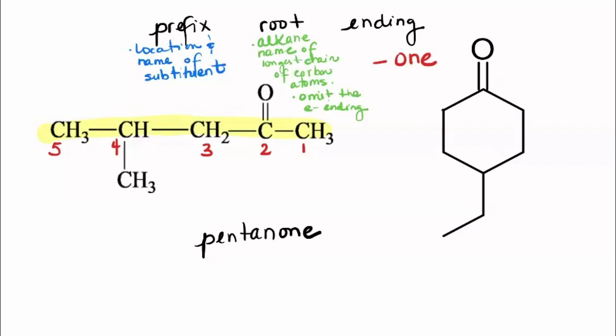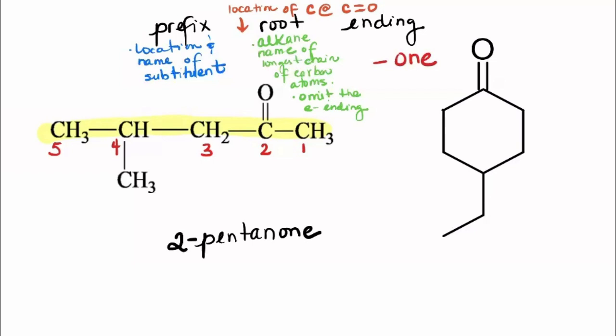Now, different from the aldehydes, when it comes to the ketones, let's establish that before the word for the root, I need to give the location of the carbon at the C double bond O. So that means that when I write the name for this ketone, I'm going to put 2-pentanone to symbolize that the C double bond O is on carbon 2.